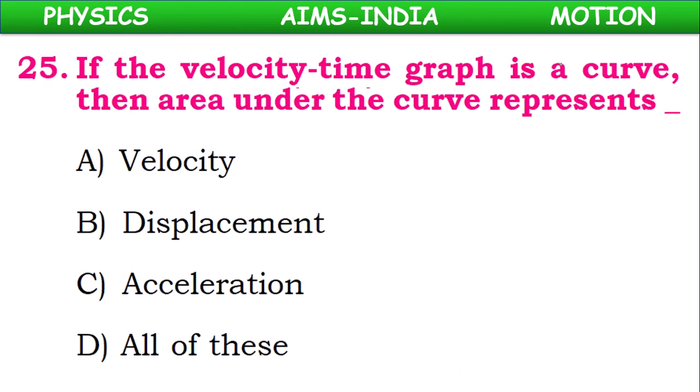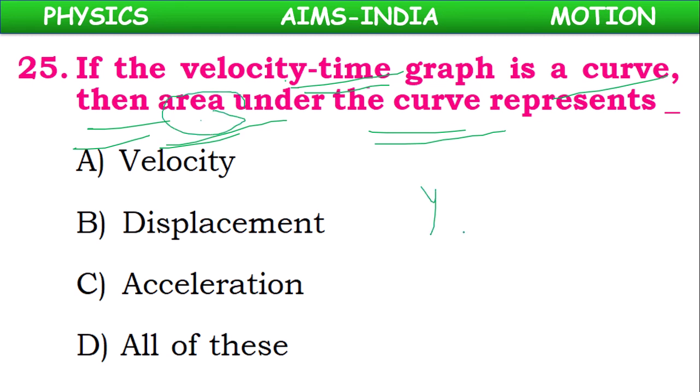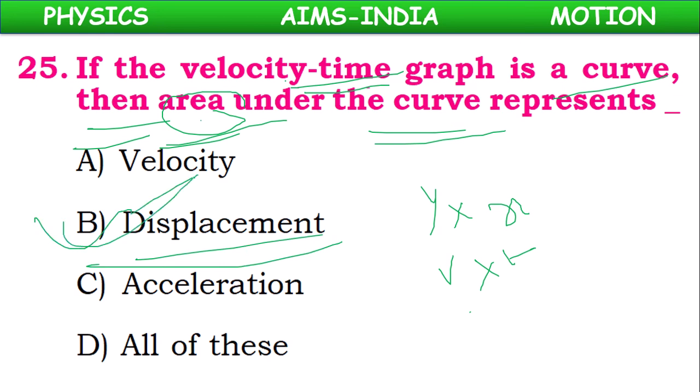Next. If the velocity time graph is a curve, then the area under the curve represents... Already we have discussed, children. Area of the graph means measurement of the y coordinate into measurement of the x coordinate. So velocity into time is nothing but displacement. So the answer is displacement. Area of the graph will give the displacement covered by the body.